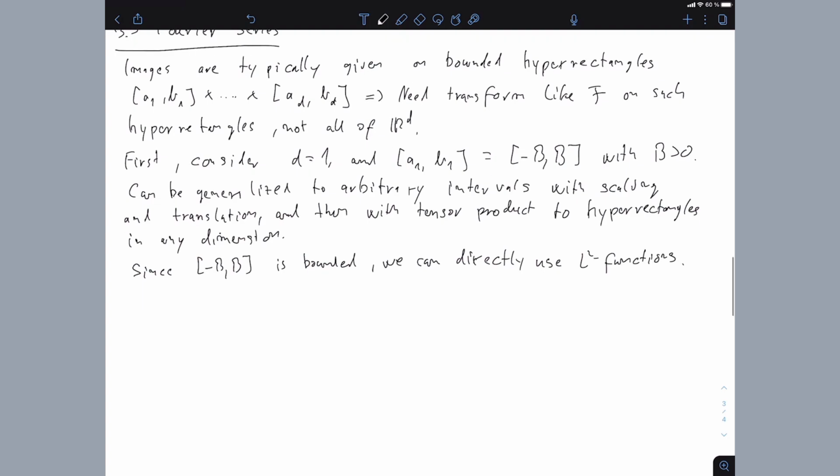So for the Fourier transform integrals, we needed to start with L1, since the classical way of defining the Fourier transform does not work for L2 functions. We needed a lot of time to fix that, but this is not a problem on the bounded domain.